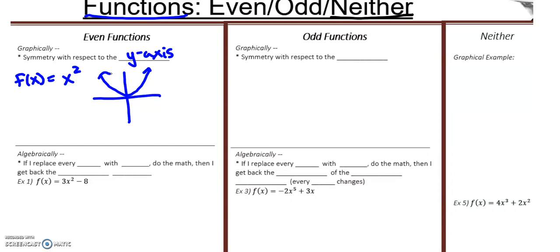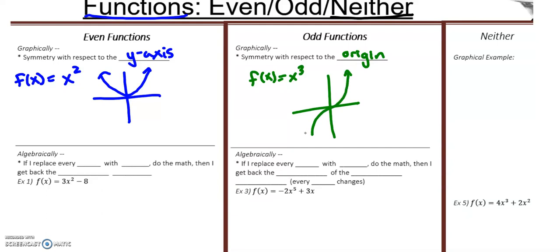For an odd function, we have symmetry with respect to the origin. If that exists, then we consider it to be an odd function. So the example I always go to is x to the third. He has symmetry with respect to the origin. I just remember origin is odd, origin odd. That's the easy way for me to remember.